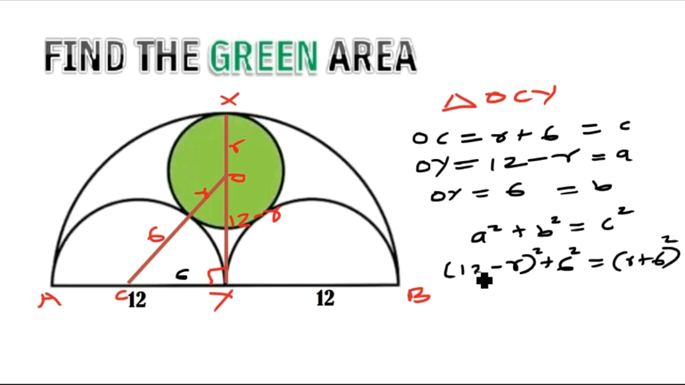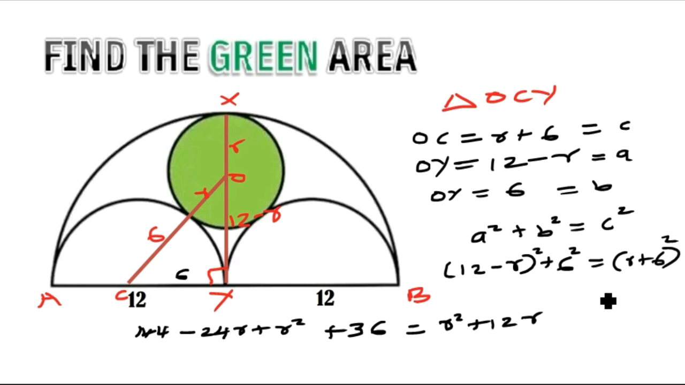So if you open the bracket, 12 minus R squared, 12 squared, you get 144. 12 times negative R is negative 12R, times 2, then it is minus 24R. Then negative R squared is going to be positive R squared, negative times negative is positive. Then plus 6 squared is 36, equal to R plus 6 squared. R squared, we get R squared. R times 6 is 6R, times 2, that is going to be plus 12R. Then positive 6 squared is going to be plus 36. You just use quadratic identities to expand that.